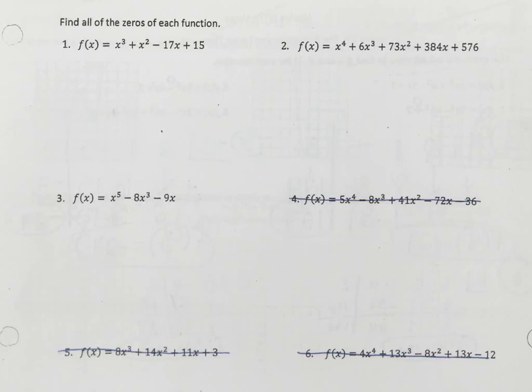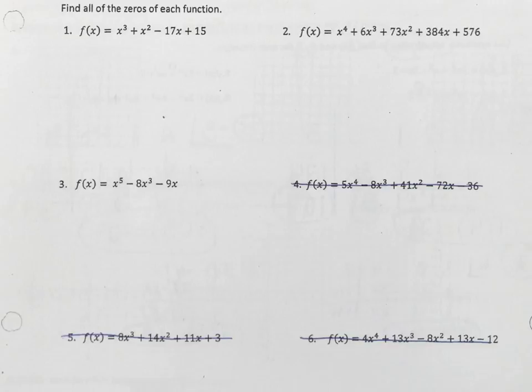How many terms does it have again? It has 4. And what do we normally do when we have 4 terms? You do grouping, right? The only thing is, if you do grouping, you don't do this, let me just show you. What was it? X cubed plus x squared minus 17x.